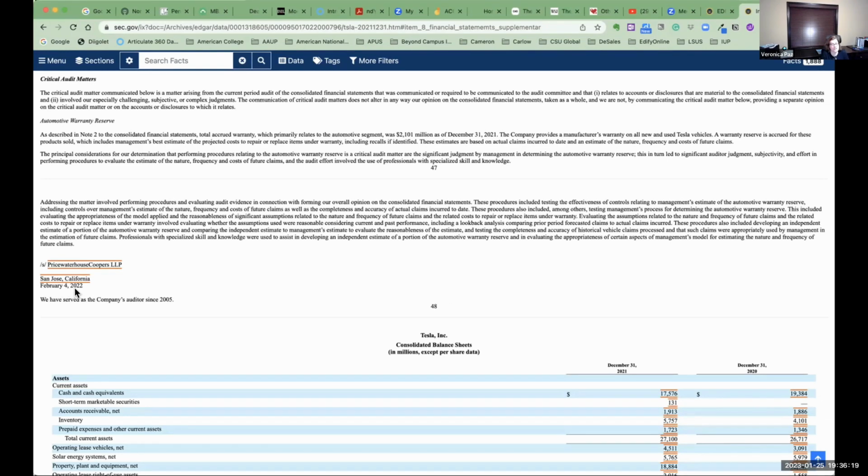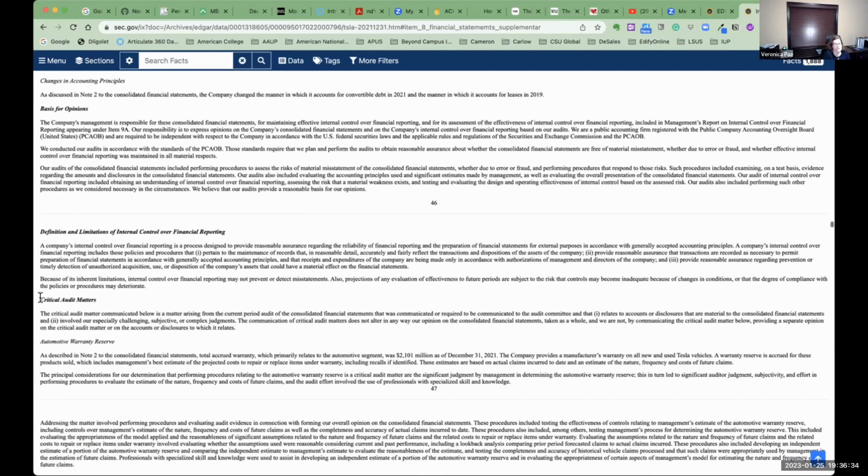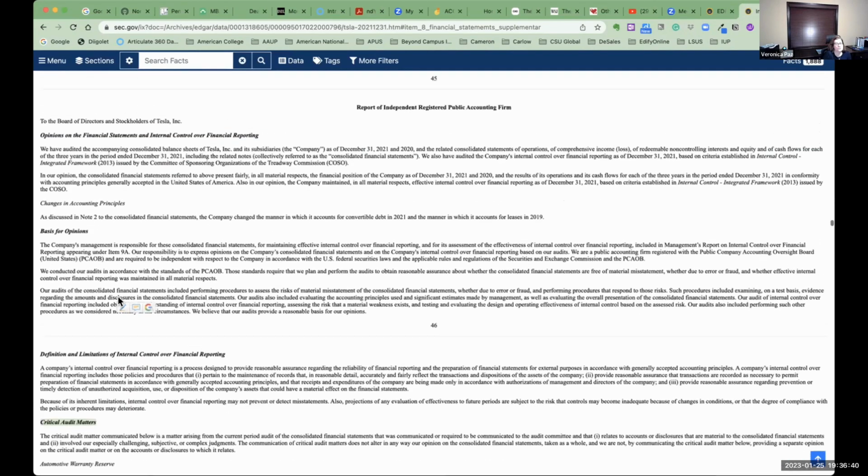Then they have to disclose that they've served as the company's auditor since 2005. February 4th is the date of the last day of field work, so the last day that the auditors were at the client. And then here you see critical audit matters, which is something that's relatively new in our audit world. Basically that's a new disclosure.